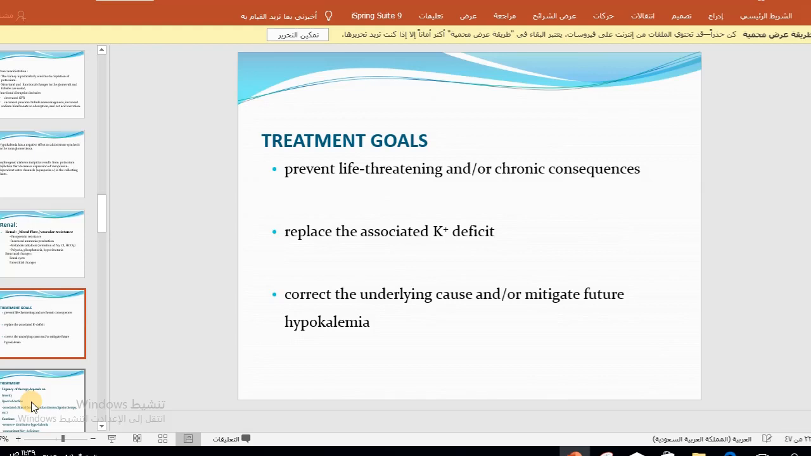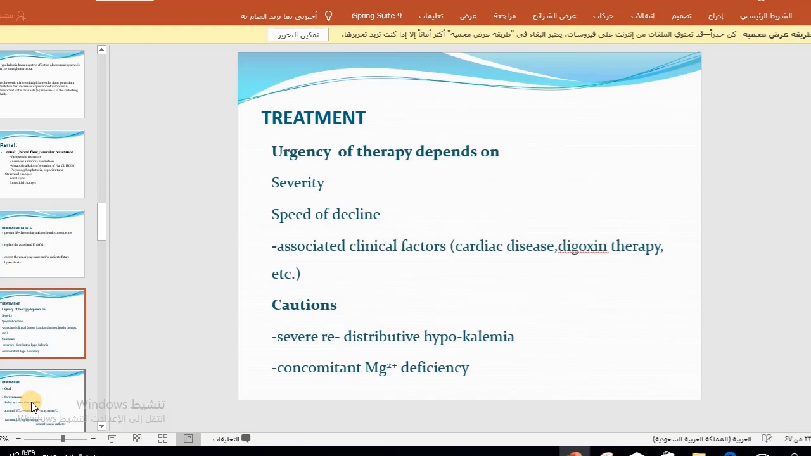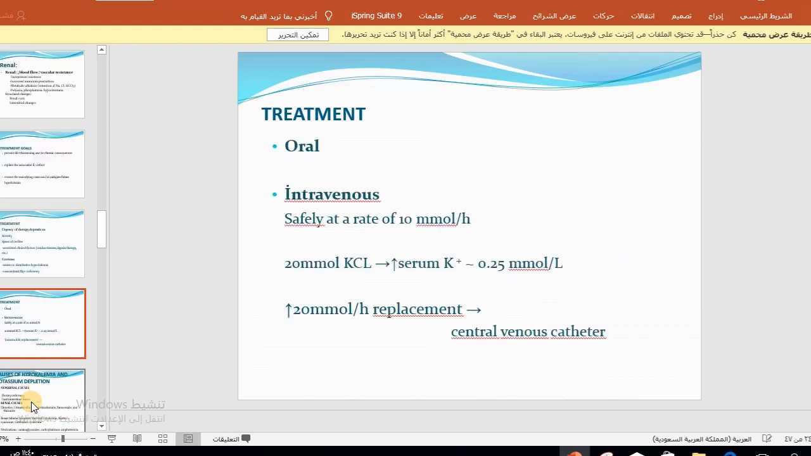The treatment of hypokalemia: first, prevent life-threatening and chronic consequences like growth retardation. Replace the associated potassium deficiency, and correct the underlying cause of hypokalemia. Urgency of therapy depends on severity, speed of decline, and associated clinical factors like cardiac disease, digoxin therapy, etc. Caution: severe redistribution hypokalemia should not be treated aggressively because this can lead to hyperkalemia, which is a medical emergency. Sometimes, if we fail to correct hypokalemia, we need concomitant magnesium replacement to correct hypomagnesemia.